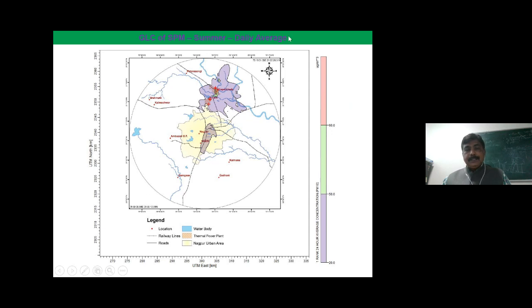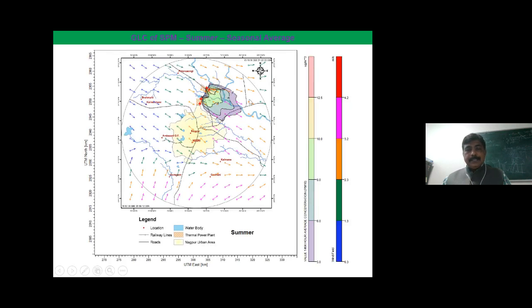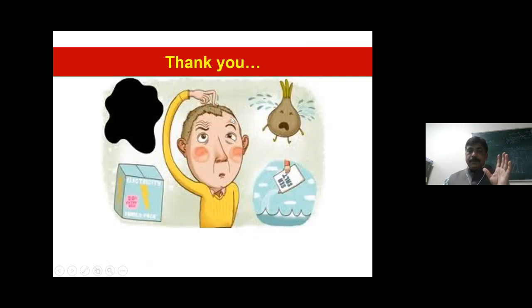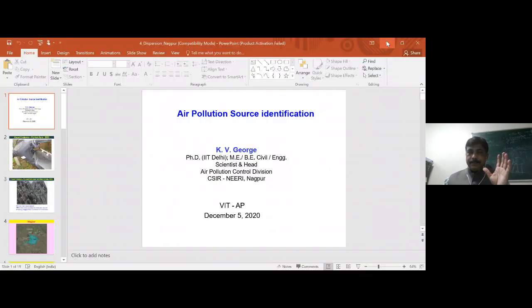During summer, this is the daily average. You can see the seasonal average, the wind is in this direction, and villages in this area are affected during the summer season, and during the winter season they are not affected. So this is the use of a dispersion model, CALPUFF, and we come to know how it is happening.